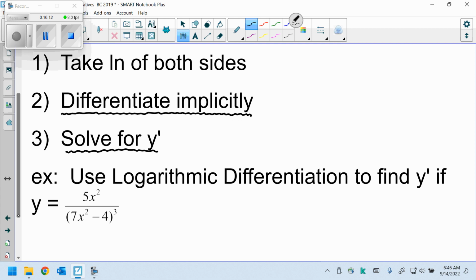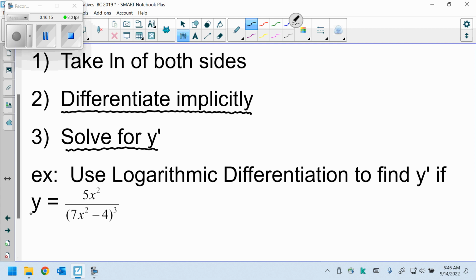Down here, if we look at the example that we're given, we could quotient rule this thing. It would be a little messy, but we could quotient rule this. So there are some advantages to using this method of logarithmic differentiation. So instead of using quotient rule, we're going to use logarithmic differentiation. And the first thing we're going to do is take the natural log of both sides.